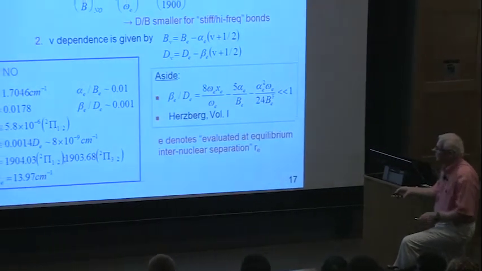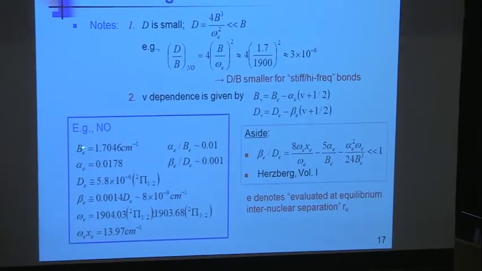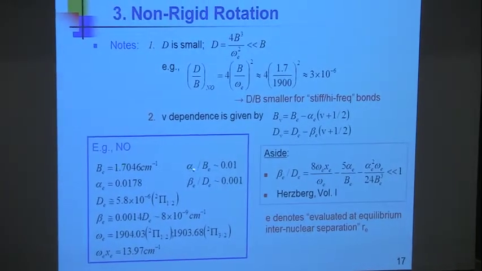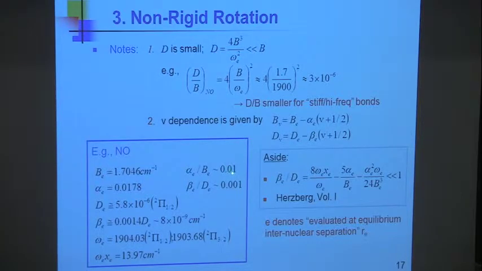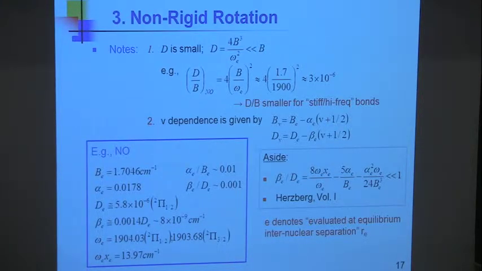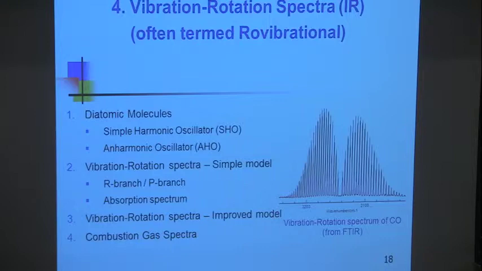Here are some examples for nitric oxide, where B sub e is 1.7. Alpha, that vibrational correction here, is about 0.018. So these are representative numbers, and you'd look these up. If you had these numbers, you can calculate what? The positions of the lines. Not the strength of the lines, because that depends upon the populations and the Boltzmann distribution. So there are positions, strengths, and shapes. This is how we do positions.